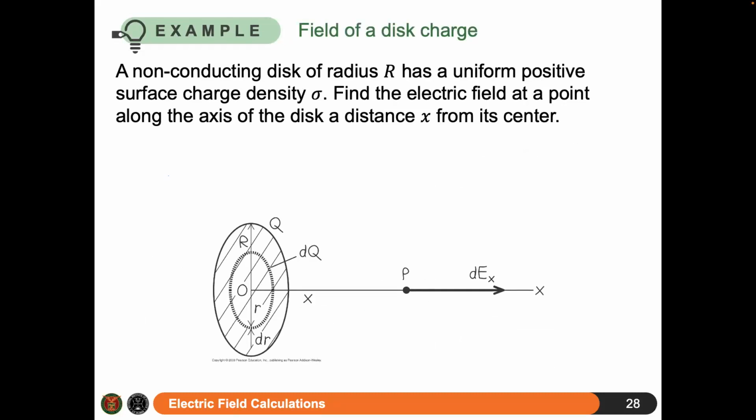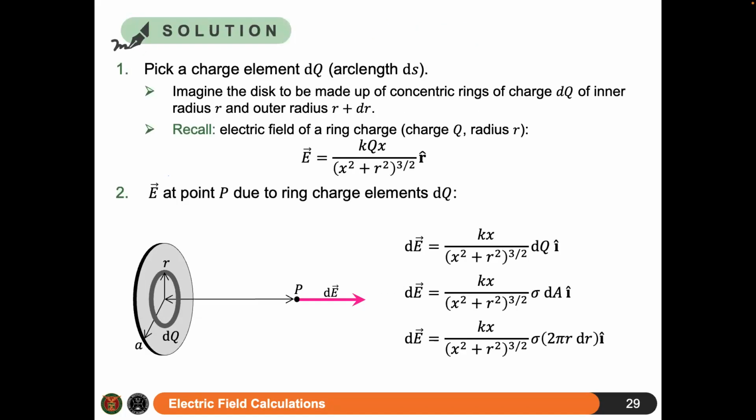And for the discharge, I will leave this to you as a reading assignment. It's similar, although this time the charge element you pick is a ring. We already know the electric field of a ring charge from our example before, and then we just evaluate this ring for different R.